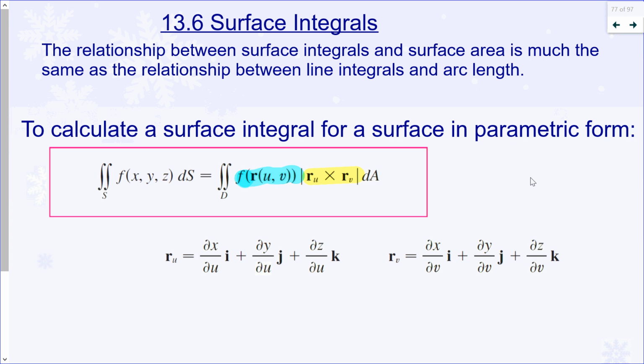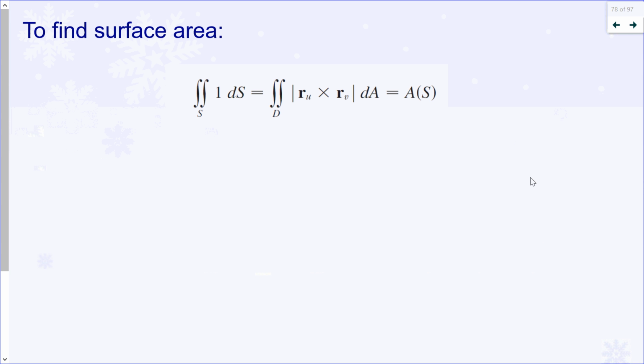If you simply are asked to find surface area, this would be the formula. So it is the surface integral of 1 dS. In other words, it's the integral for which f of x, y, z is 1. And that just finds you the surface area.